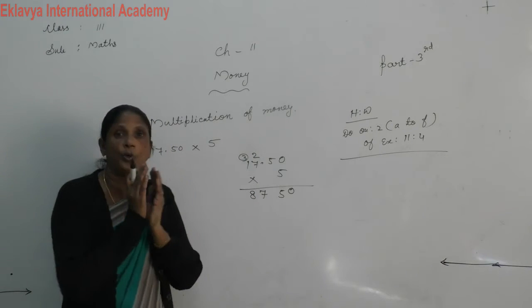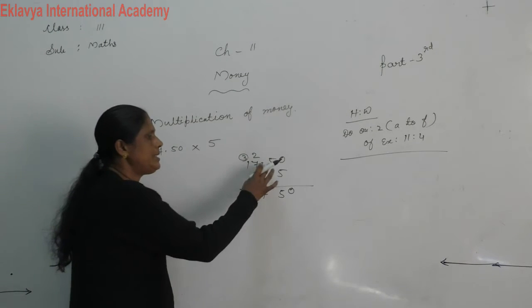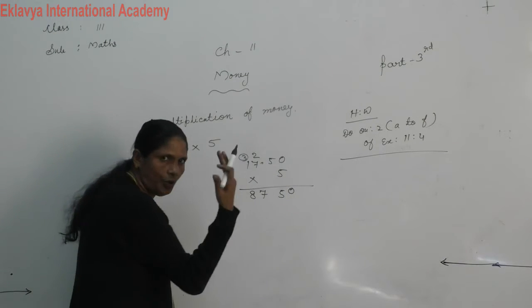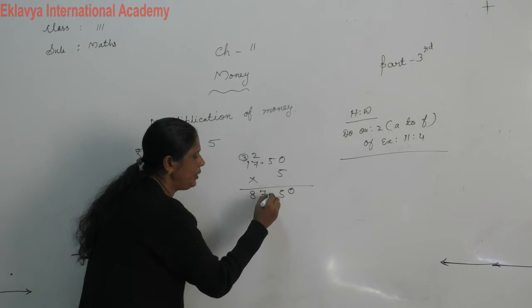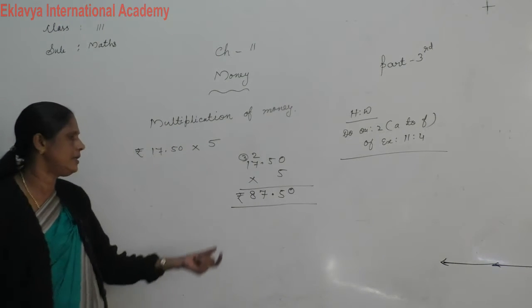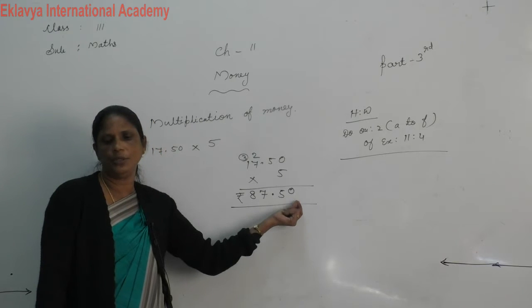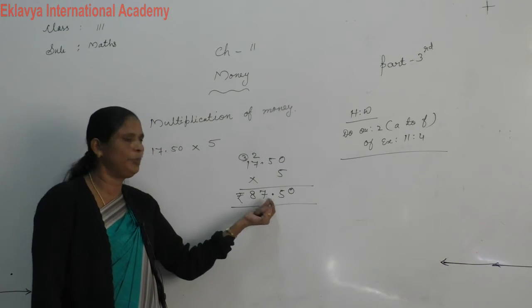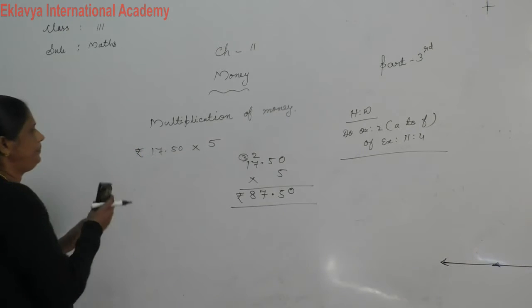Now you put the decimal point. How many digits here? 2. Therefore you also put 2 digits here. Our answer is 87.50. Understand? One more question.